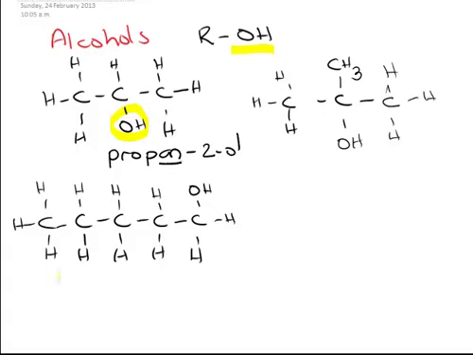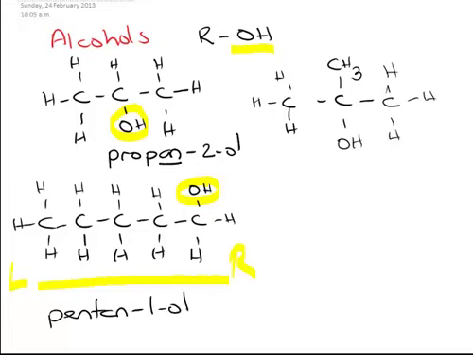On this bottom one we have 5 carbons, the OH group. Now if we were to count from the left, it would be number 5. If we were to count from the right, it would be number 1. So we number it to give the lowest number. So this is pentan-1-ol. Okay, you can call it 1-pentanol, that's okay too.